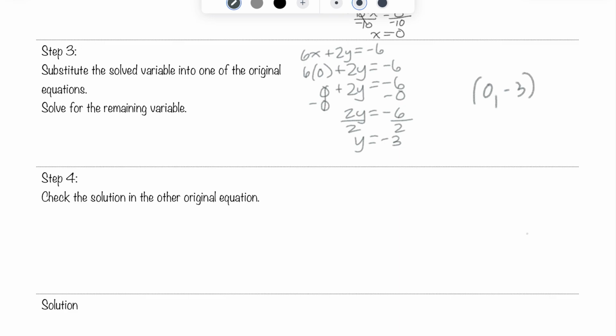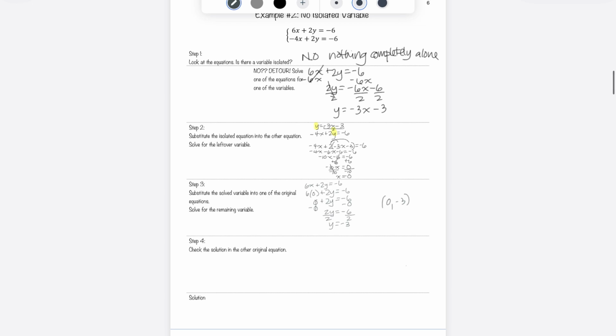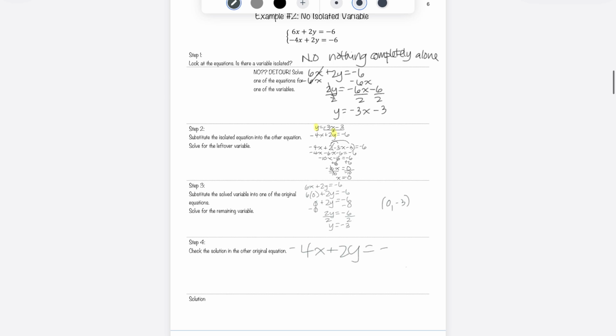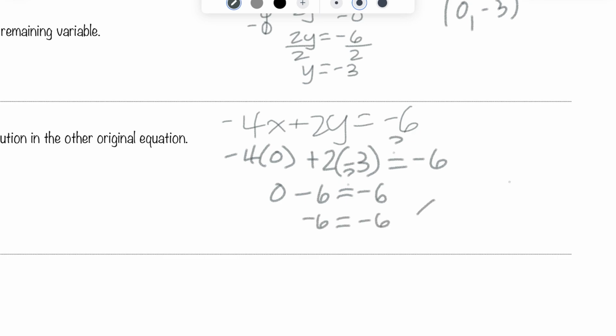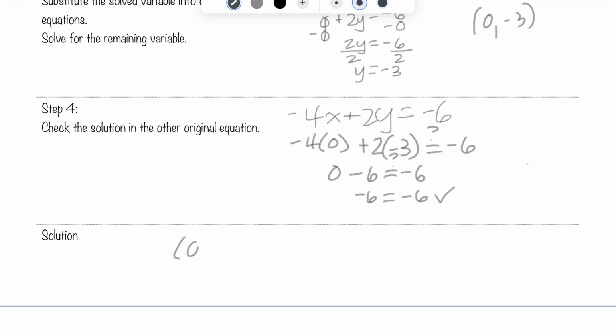So we're going to check that in our other equation, which is negative 4x plus 2y equals negative 6. I think that x is 0. I think that y is negative 3. Negative 4 times 0 is 0. 2 times negative 3 is negative 6. 0 minus 6 is negative 6. Negative 6 is, in fact, negative 6. The solution checks out. So my solution is 0, negative 3.